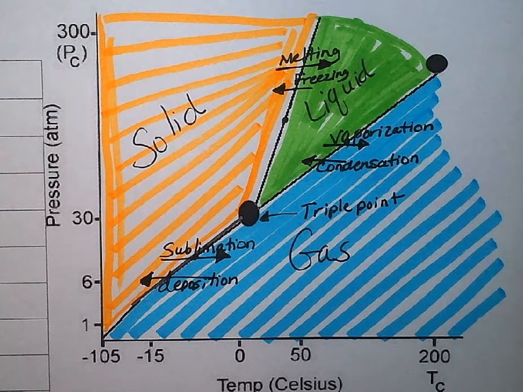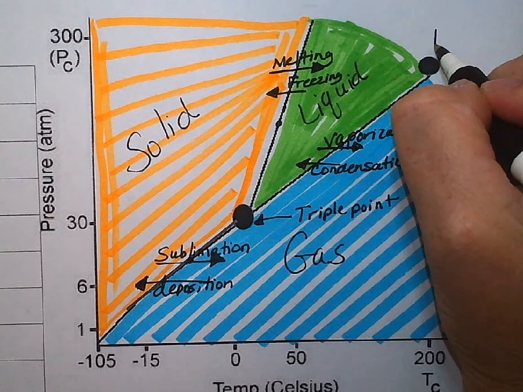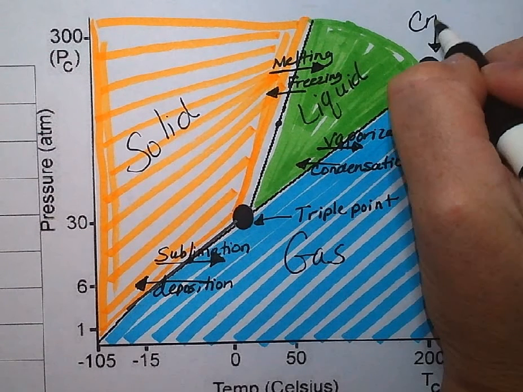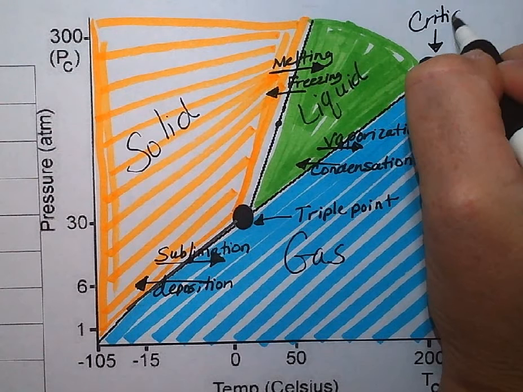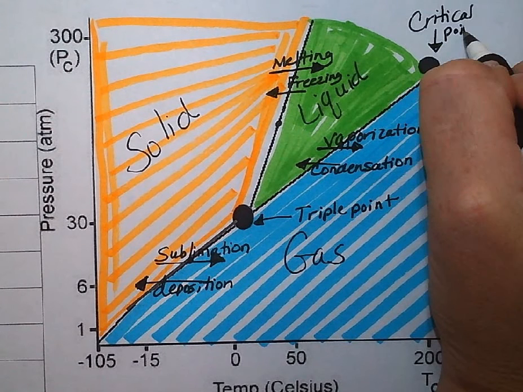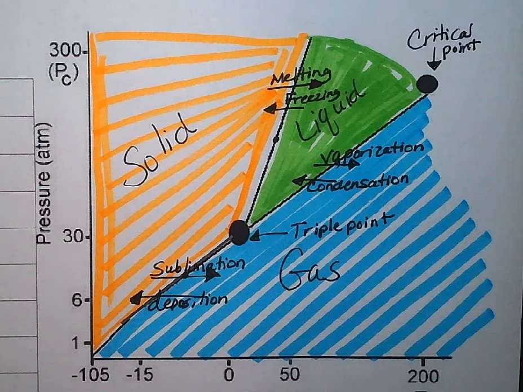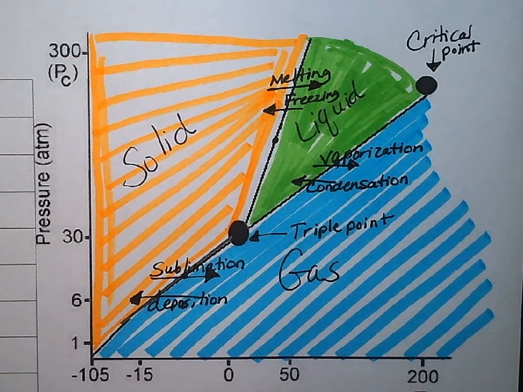So here we go. This last one up here is your critical point. Now, we're not going to deal a whole lot with the critical point, because after you get past this point, you're dealing with something called a supercritical fluid. I'm going to leave this for your number one, because we just don't have time, and it's a lot of physics. Physics and higher level chemistry might talk about supercritical fluids, and that means that it's beyond the liquid and gas.